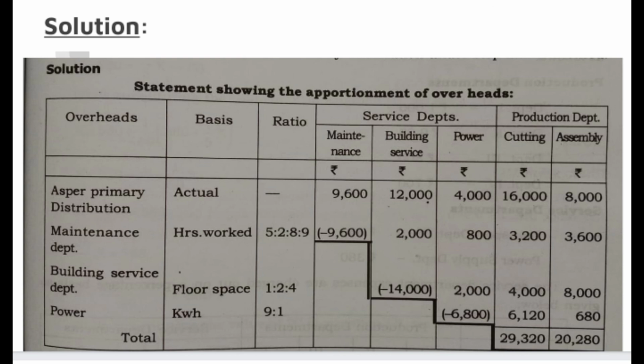Then our total overhead expenses under the step ladder method in production departments are rupees 29,320 in cutting department and 20,280 in assembly department. This is our problem under the step ladder method.